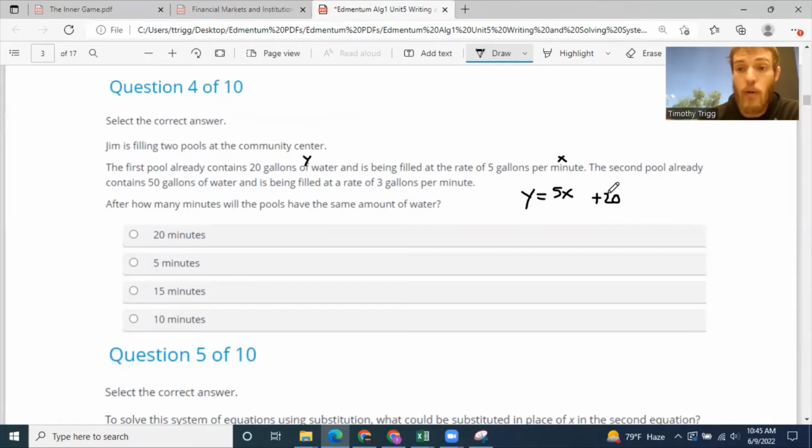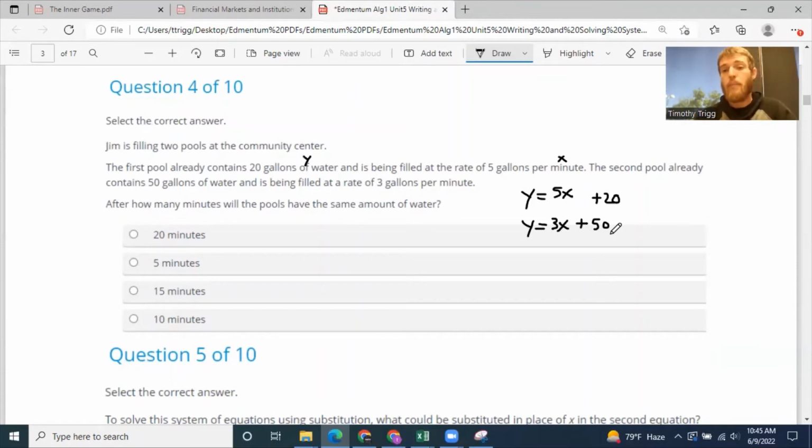Okay, so that's our first equation. Let's go ahead and figure out the second equation in the system. The second pool already contains 50 gallons, and is being filled at a rate of 3 gallons per minute. So this second equation would be y equals, here we're filling up at 3 gallons per minute, and the starting amount of gallons is 50. Okay, great. We have our system of equations.